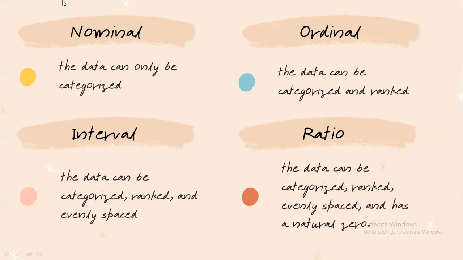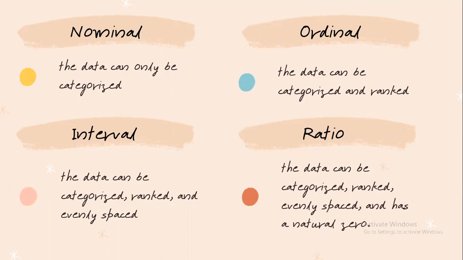Next, we have ordinal. Ordinal. The data can be categorized and ranked. Ordinal level, on the other hand, is also a qualitative variable with an order implied in the levels. For instance, if the severity of road accidents has been measured on a scale such as light, moderate, and fatal accidents, this variable is a qualitative ordinal variable because there is a clear order in the levels.